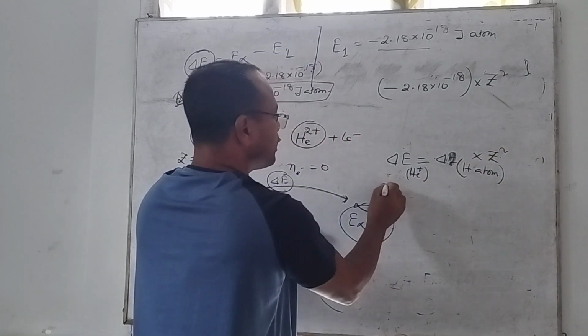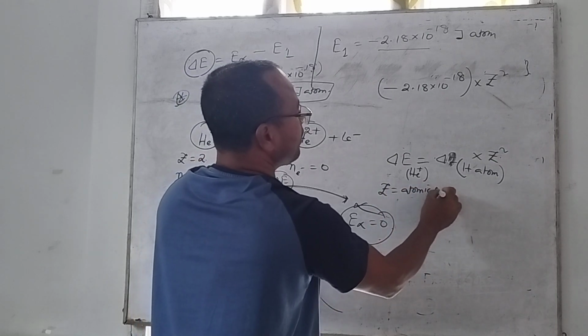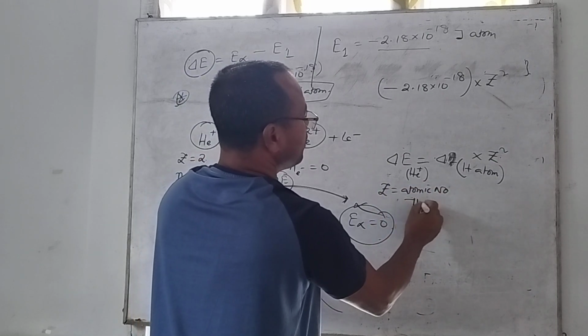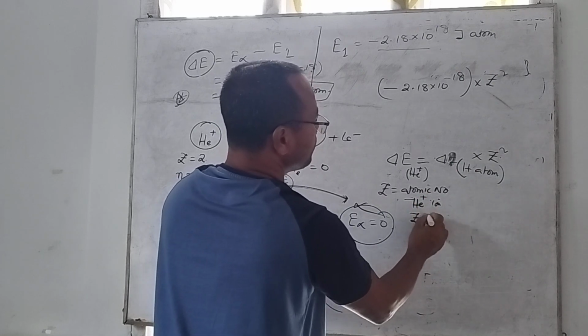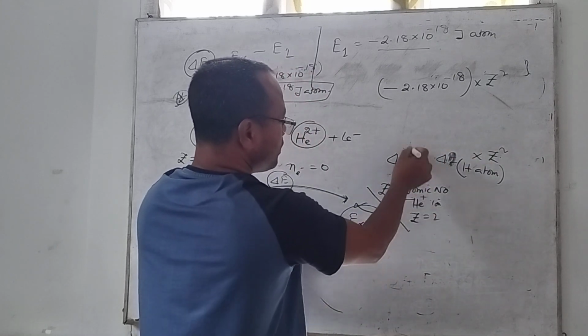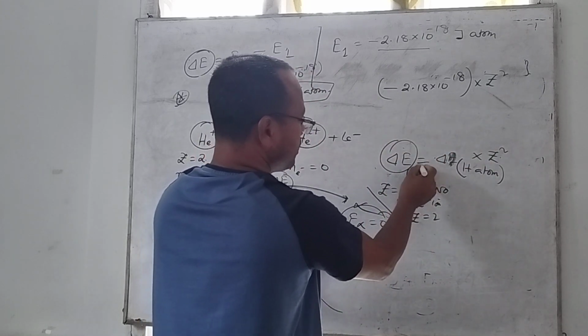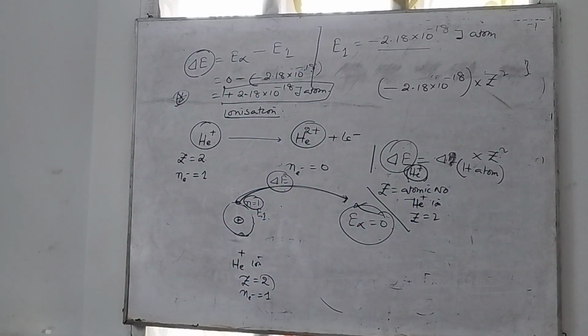What is the Z here? Z is the atomic number of the helium plus ion. What is the atomic number? We know that it is 2, so we can multiply this value, right? That is the ionization energy for helium plus. So this is the calculation, how we can do it.